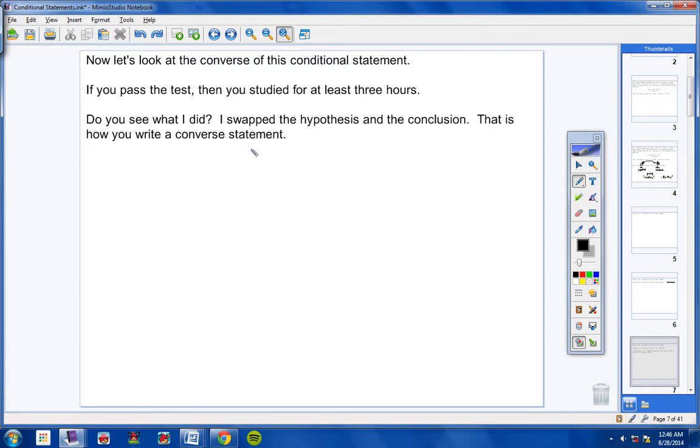Do you see what I did? Now don't write this down again. I will tell you when to write stuff down. Do you see what I did? I swapped the hypothesis and the conclusion, and that is how you write a converse statement. Did you also notice that the converse is not true?